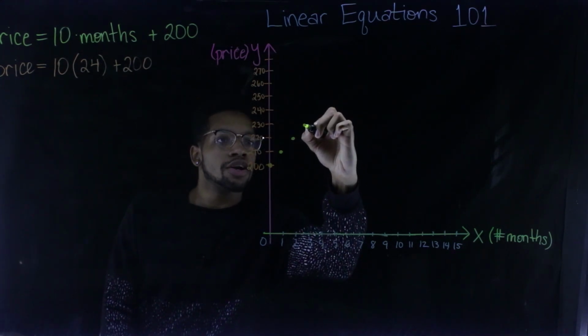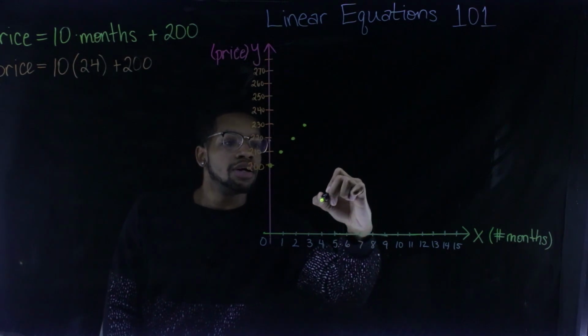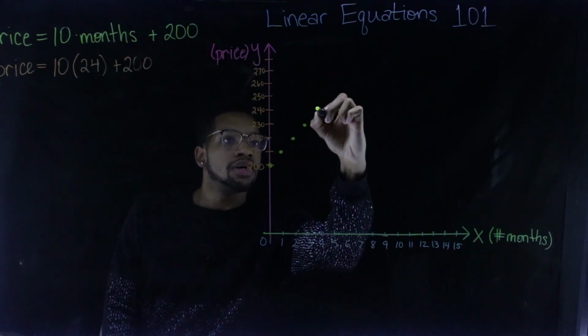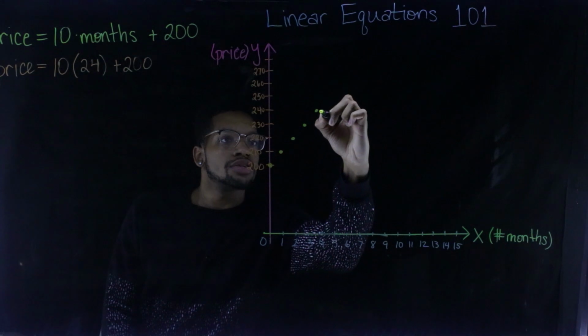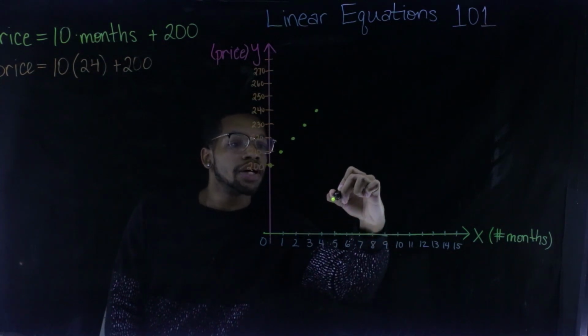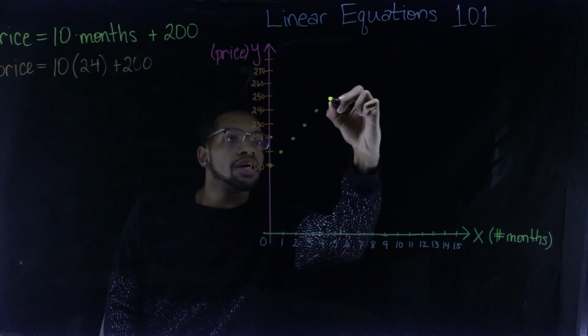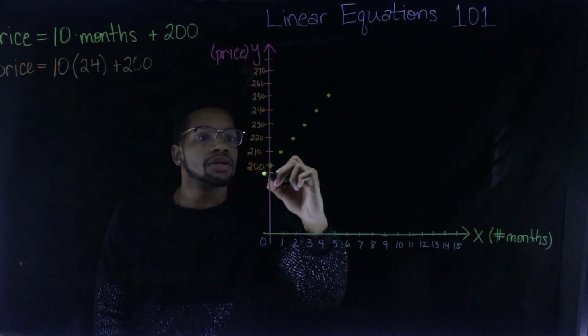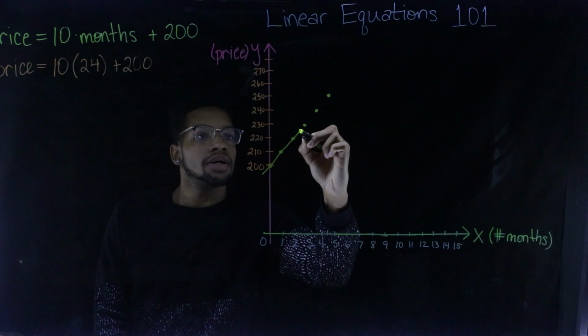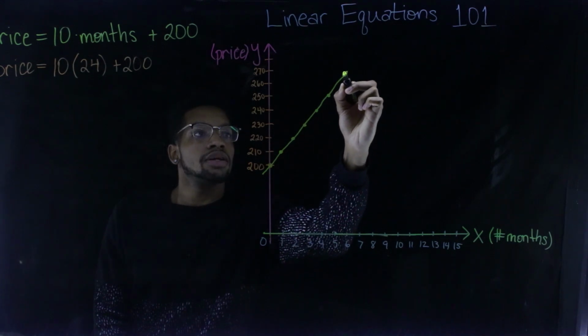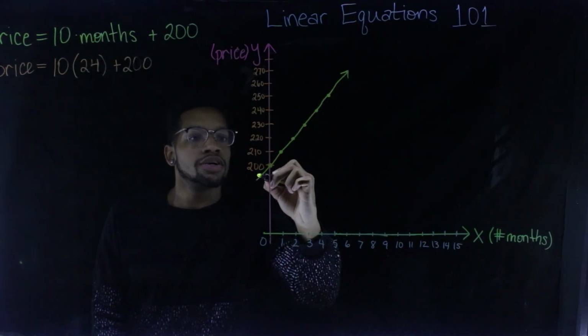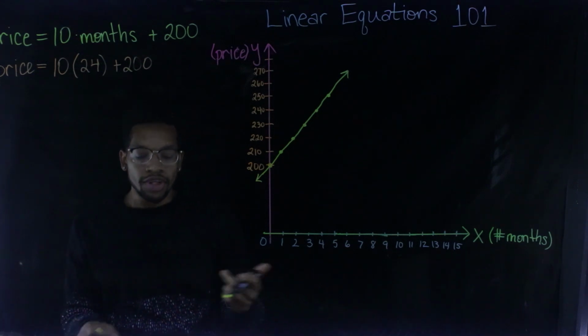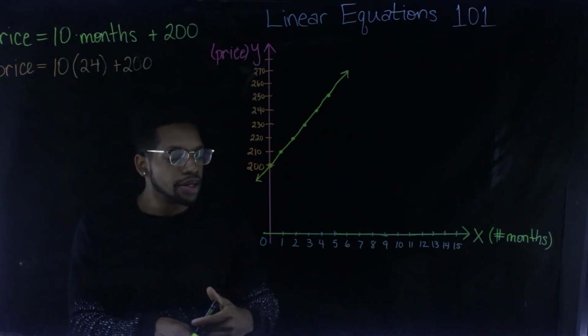And by now, you should already be looking at the pattern. What happens after each month? It adds another $10. So if you look at the dots and when we connect them, you'll notice, what does it make? A straight line. Hence the term linear equation. So that's basically how a linear equation works.